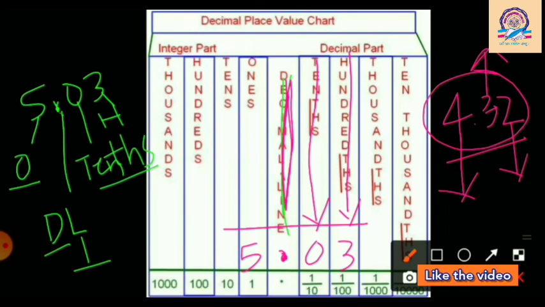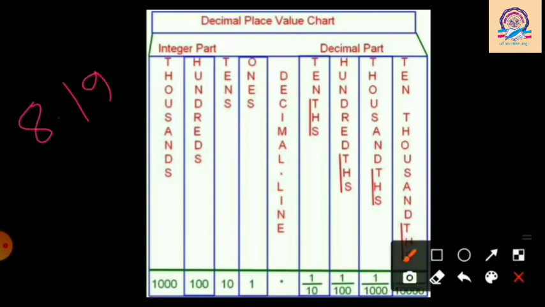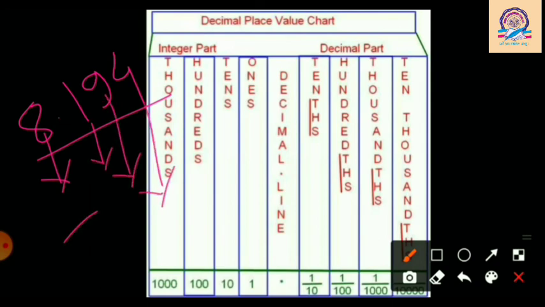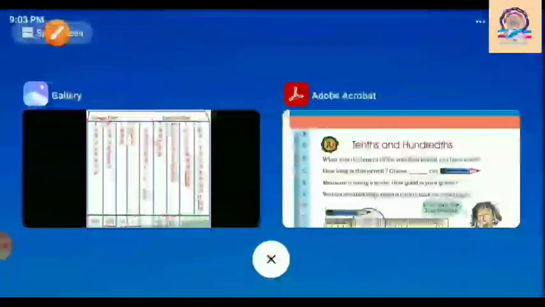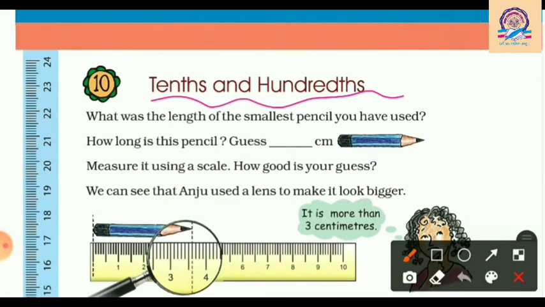And the next question is the number 8.194. Here you have to answer what is the place of 8, what is the place of 1, what is the place of 9 and 4. You have to answer in the comment box. So in this way our introduction part of the 10th chapter is completed. I hope that you have very well understood tenths and hundredths. Now we will go to the second part and we will continue this chapter.